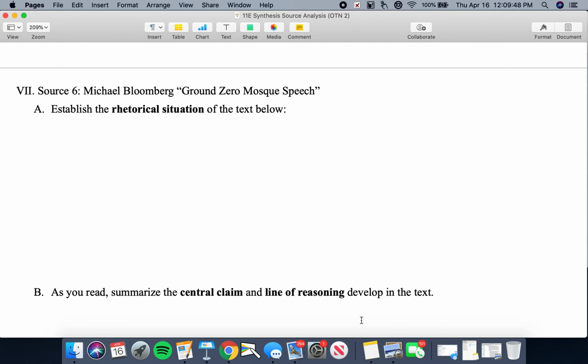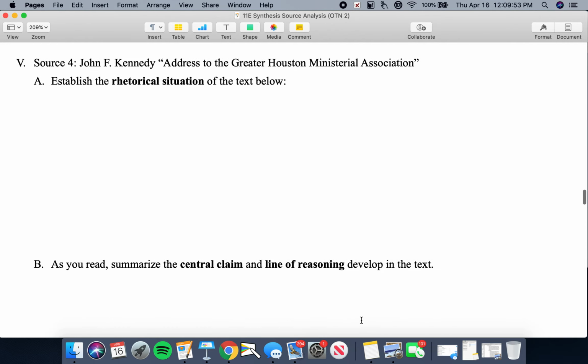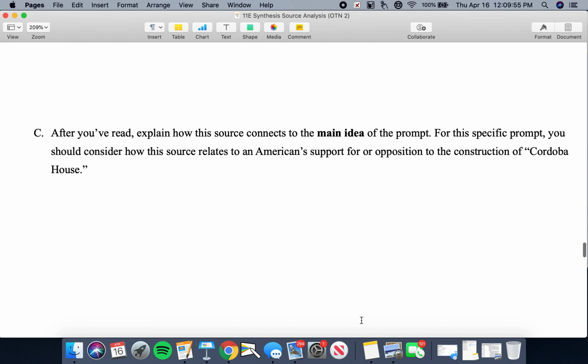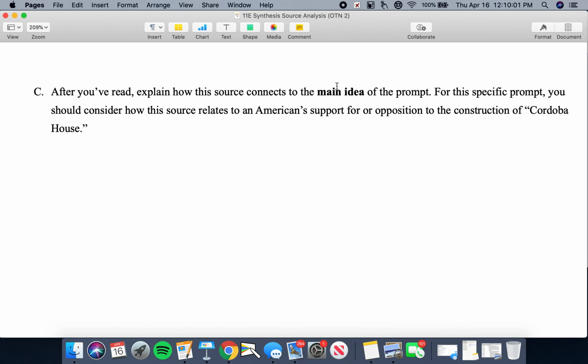So today what I'd like for you to do is to analyze these three sources, answering this important question for each one of them: How does the source connect to the main idea of the prompt? Do not do something close to this. Do exactly that.